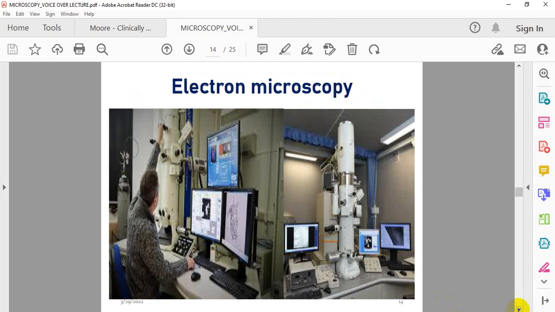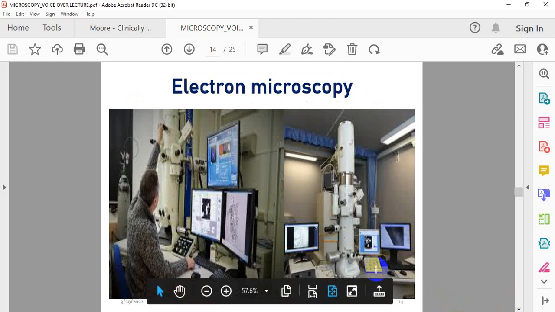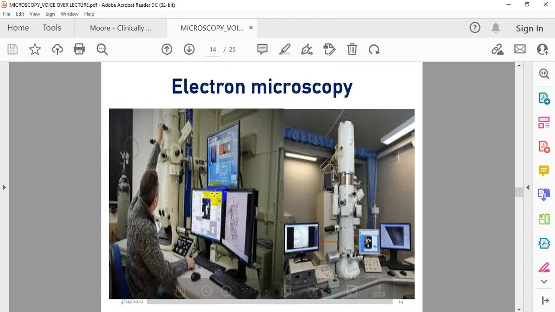We are at the Noguchi Memorial Institute for Medical Research, and this is an electron microscope. You see, instead of looking at the image through an objective lens, we are looking at the image on a computer. Because if the electrons were to travel through an objective lens to your eyes, you would see what would happen. Your eyeballs will be gone. Your eye socket will be empty. Your brain will be destroyed.